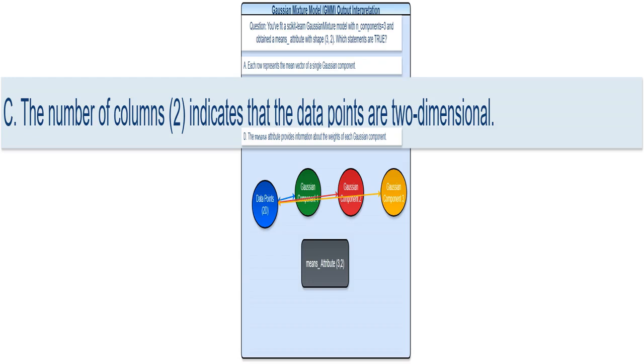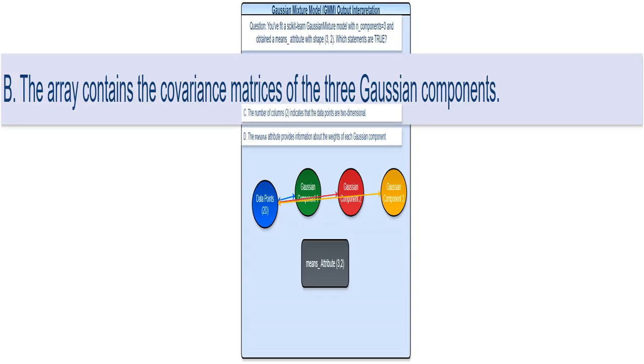This statement is also true. Each data point is characterized by 2 values like x and y coordinates. The 2 columns in the means array represent those 2 dimensions for each of the 3 components. This statement is incorrect. The covariance matrices, which describe the spread or dispersion of each component, are held in the covariances attribute of the Gaussian mixture model, not in means.